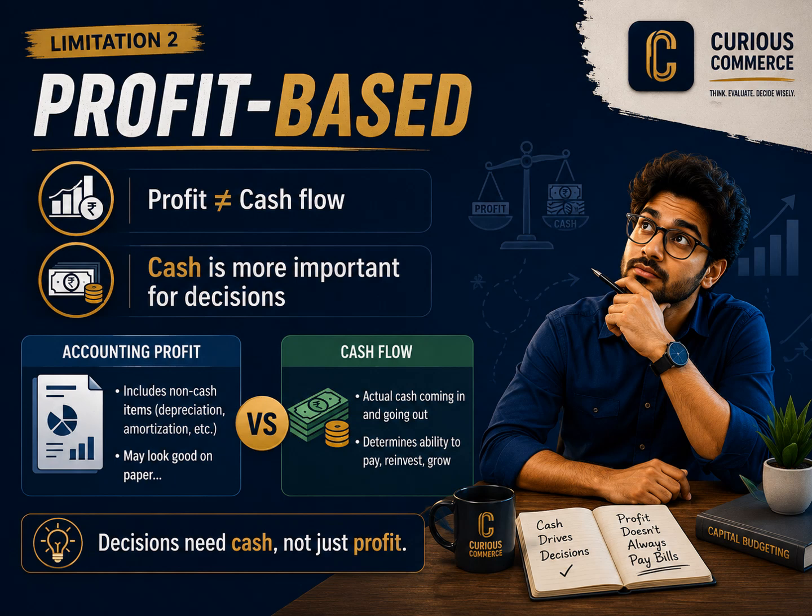Another major problem is that ARR uses accounting profit instead of cash flow. Dear learners, profit and cash are not the same. A company may show accounting profit but still face cash shortages. For example, credit sales increase the profit, but cash may not be received. Similarly, depreciation reduces accounting profit, but it does not involve actual cash outflow. Managers need cash for salary payments, loan repayment, business expansion, and survival itself. That is why modern capital budgeting focuses more on cash flow than accounting profit.